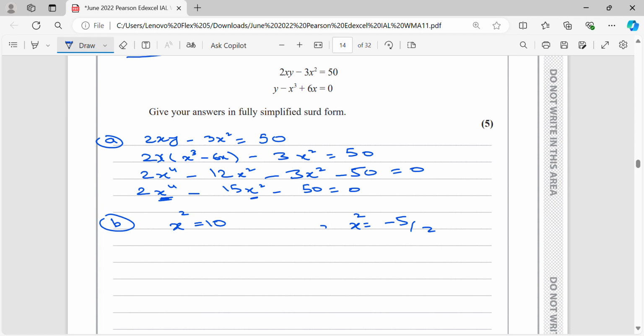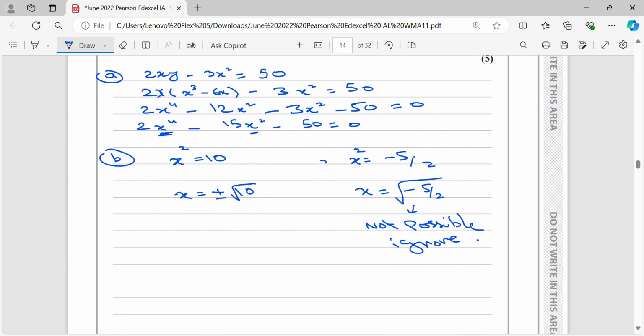So I can find here x. Okay, so this would be take a square root on both sides. So this would be plus or minus root 10, and this is negative 5 over 2. So this square root is not possible. Okay, so we will reject it and I will ignore this value, right? So if x is plus minus root 10, let's say if x is root 10, then what is y?